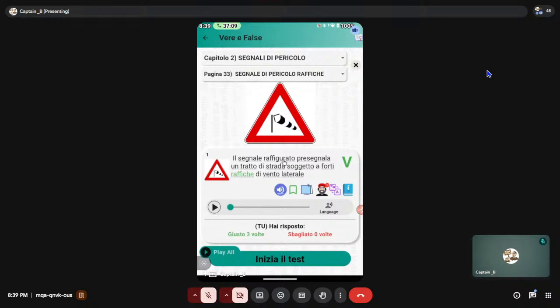Is making a sign. Un tratto di strada is making a sign of a road, subject to forti raffiche di vento laterale. That is subject to a gust of wind. Let me show you the picture. Oh, you should not, you do not have the picture. Okay, don't worry, we're going to see the picture, right? So this road is subject to wind. Yes, it is true. È vero.